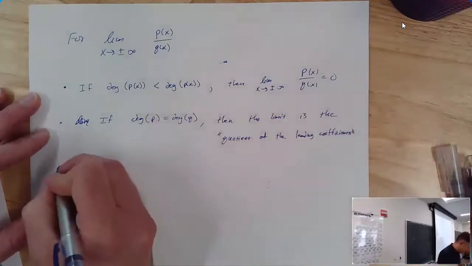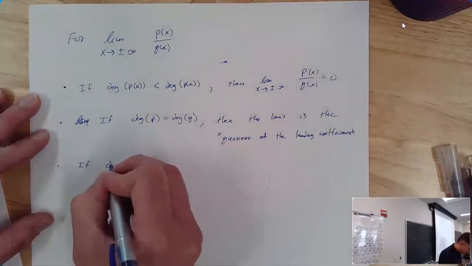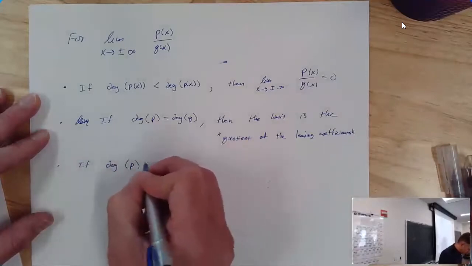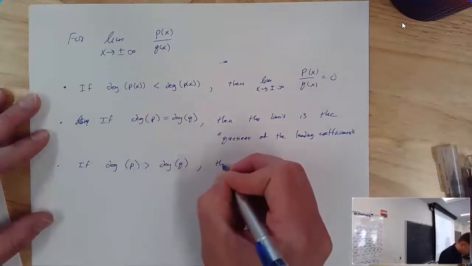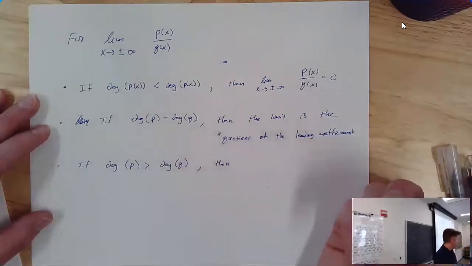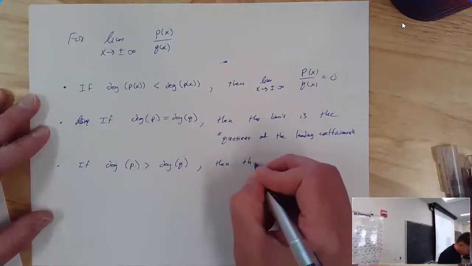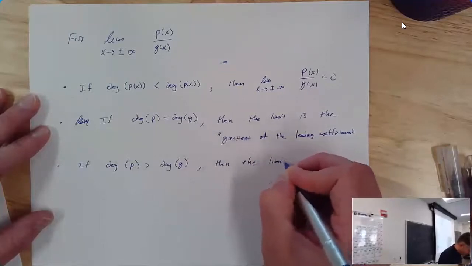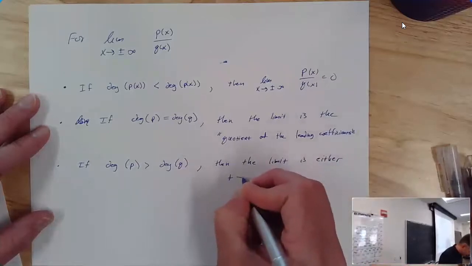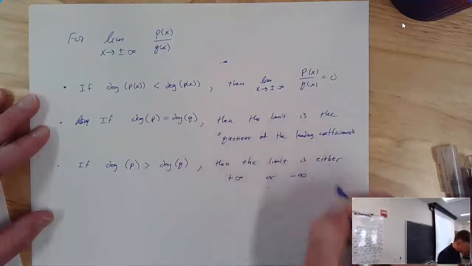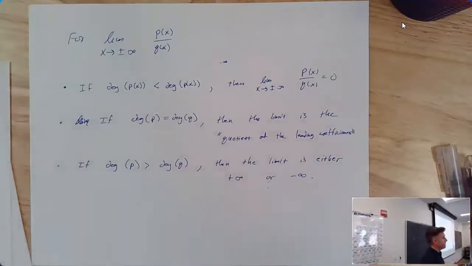And then finally, if the degree in the numerator is strictly larger than the degree in the denominator, then the limit is going to be either positive or negative infinity. And you have to do the work to see it. There's really no set way of saying what it's going to be other than just dividing everything by x to the highest power in the denominator and seeing what happens.